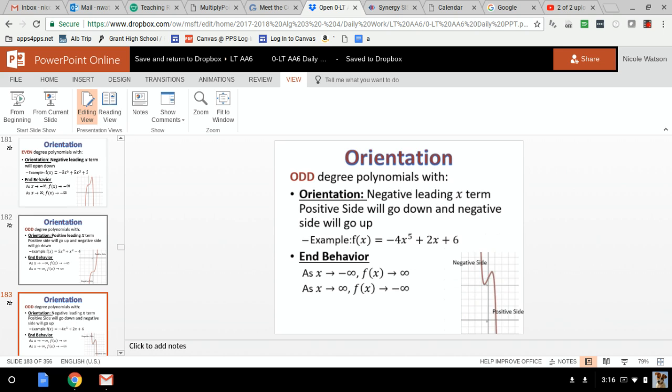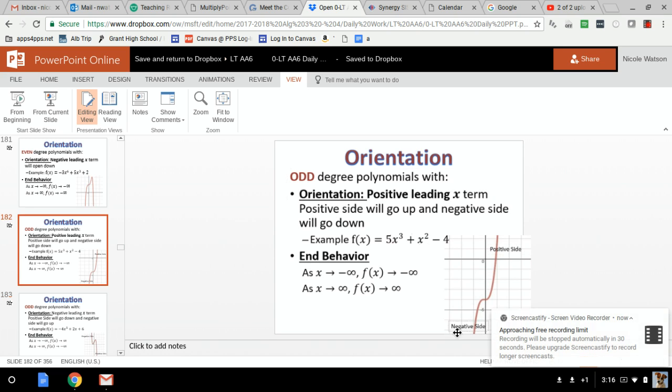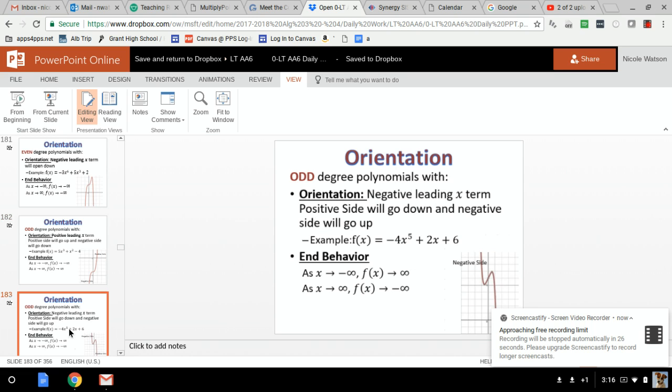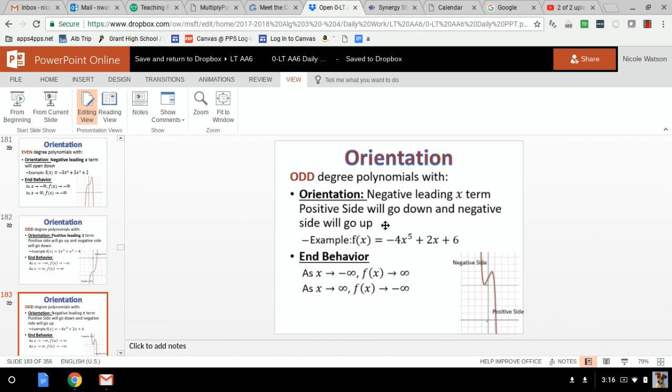Okay, the last page of notes that I have is right here. Orientation for odd degree polynomials with a negative leading x term. Positive side goes up, negative side will go down. Notice I've written negative side and positive side here, so I hope on the other slide you kind of wrote that down as well. Okay, so here we go. It's happening right here. Please take a moment and write this down.